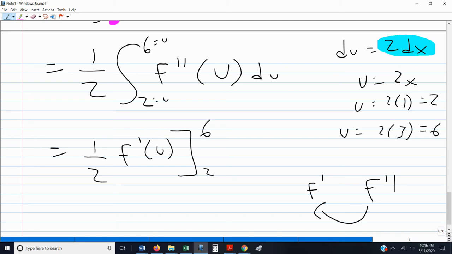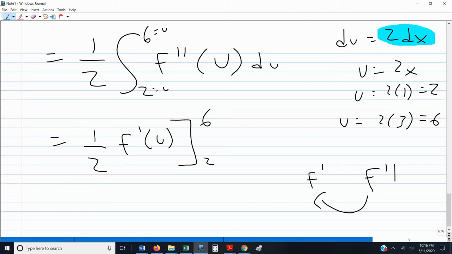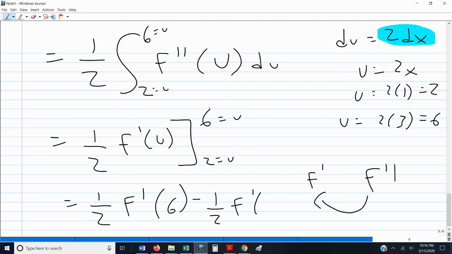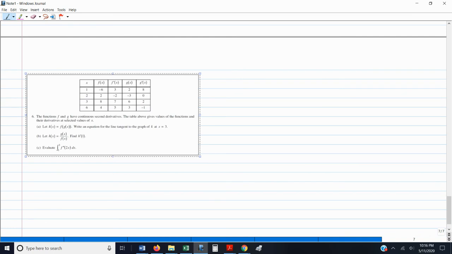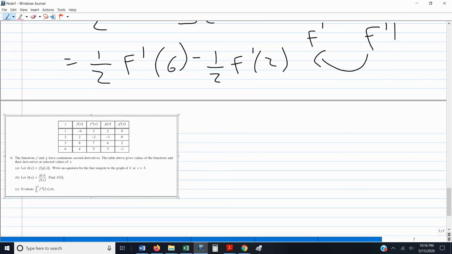The integral sign goes away, du goes away, and you have your bracket 2 to 6. Because these are u values, you are now allowed to plug them in for u. And you don't have to convert back to x or anything like that. So then you've got your 1/2 f prime of 6, right? Plug in the top one first, minus 1/2 f prime of 2. And all of these values are going to come from the chart.